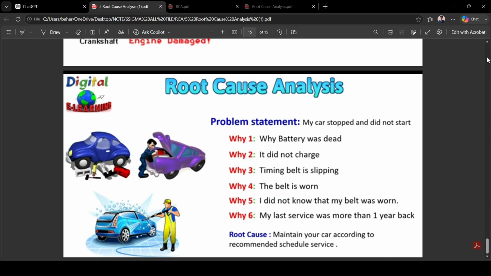So my sixth root cause is that my last service was more than one year back. Root cause: maintain your car according to the recommended service schedule.